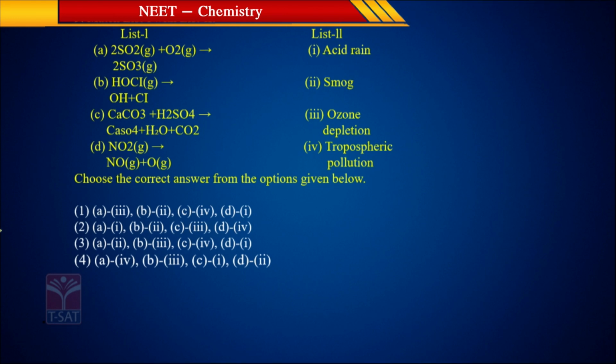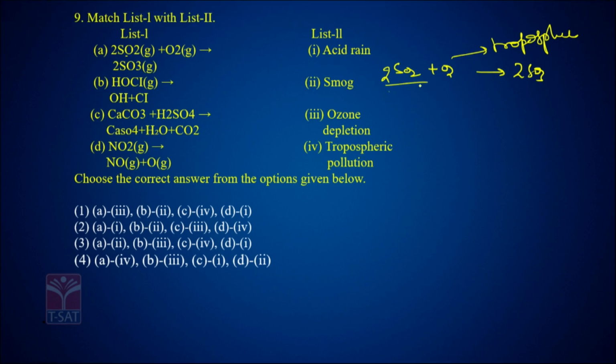This one, acid rain. SO2 plus O2 give rise to SO3. This reaction occurs in the troposphere, because SO2 produced by automobiles like cars and buses combines with the oxygen in the troposphere and converts into SO3. This will happen in the troposphere.